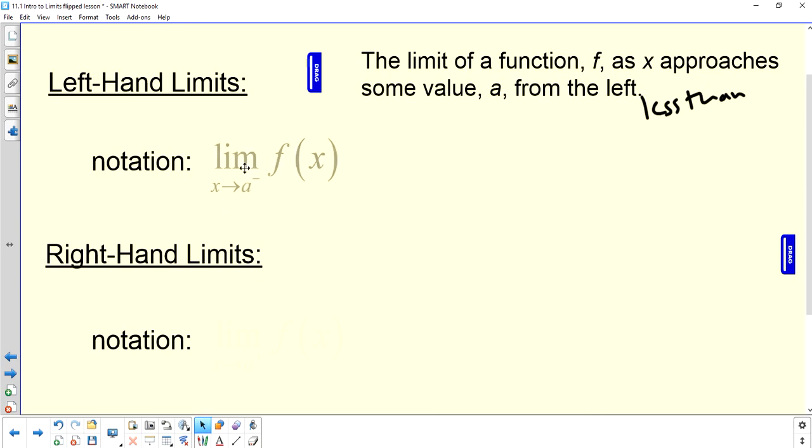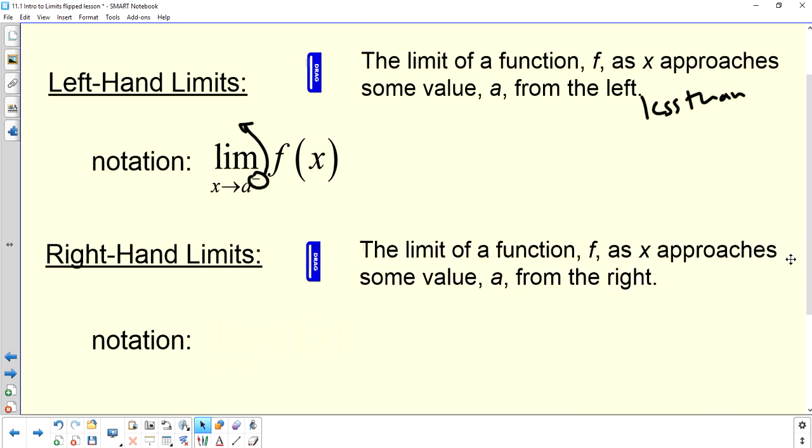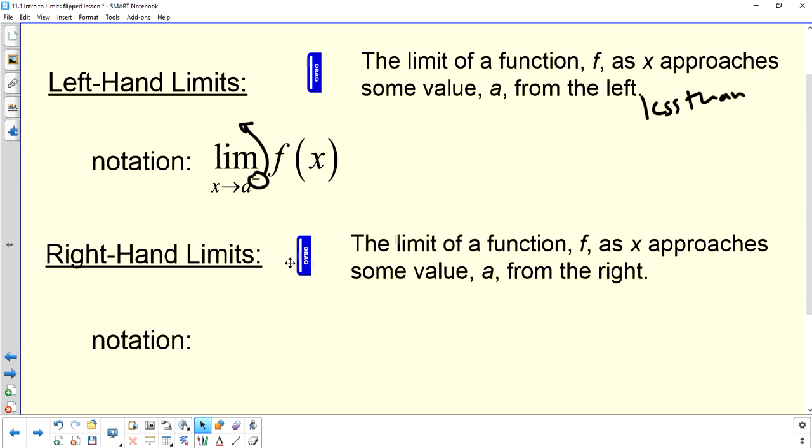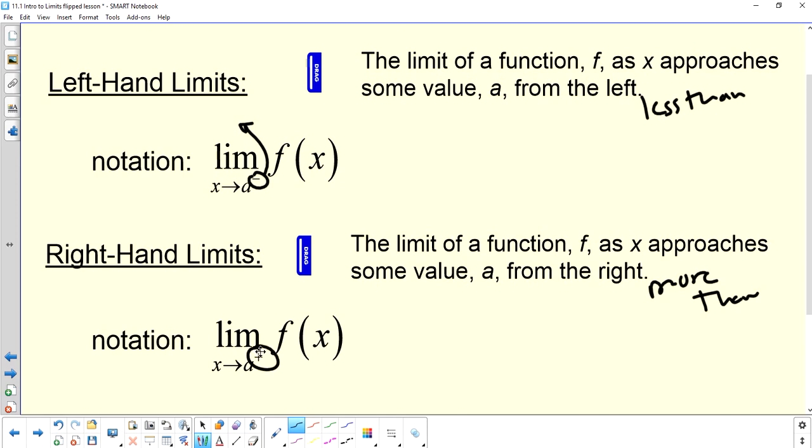And our notation, the limit of f of x as x approaches a, we put that little minus sign right there. That's the important piece, and that means that we're approaching from values less than it, or from the left side. A right-hand limit then is just the opposite, the limit of a function f as x approaches some value a from the right, and again from the right this is going to be more than or greater than, and you can imagine that our notation is very similar except for instead of a negative sign now we have a plus sign, so that just means values that are just greater than a.